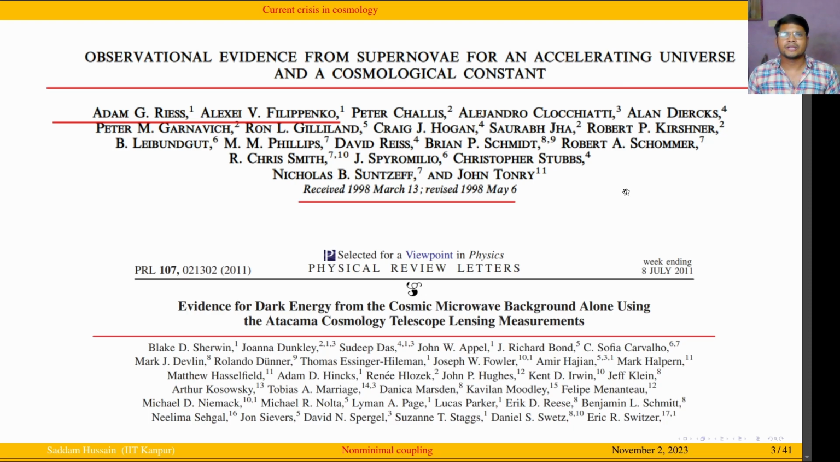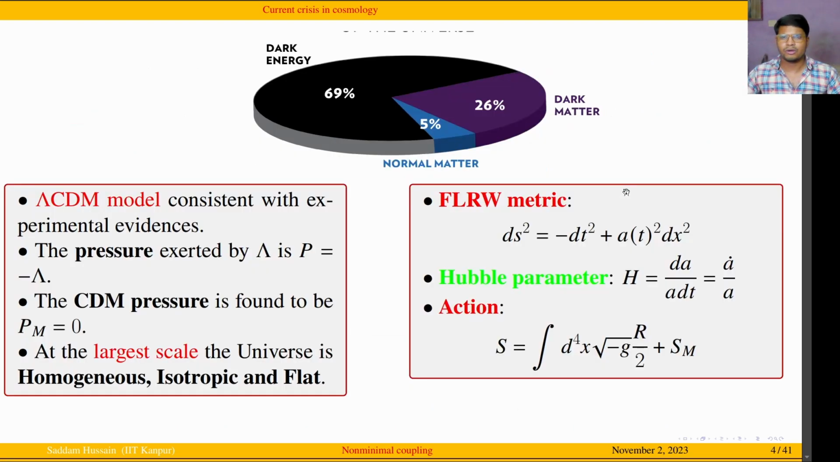In 1998, the first evidence came from the analysis of supernovae, from which it was observed that our universe is accelerating. Later on, many other sources also verified the fact that our universe is accelerating, and the cause is a kind of cosmological constant. So in total, our universe is dominated by some kind of dark energy, made of some cosmological constant. We still don't know what this is.